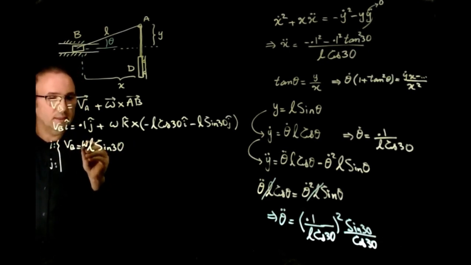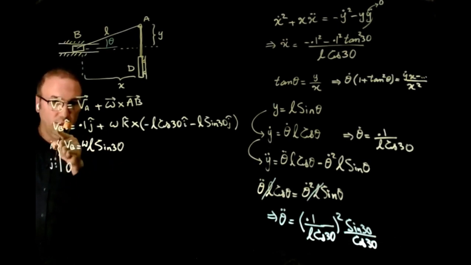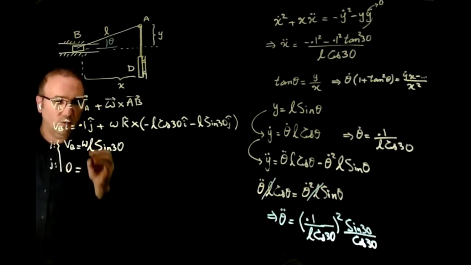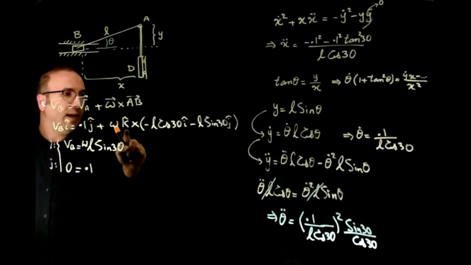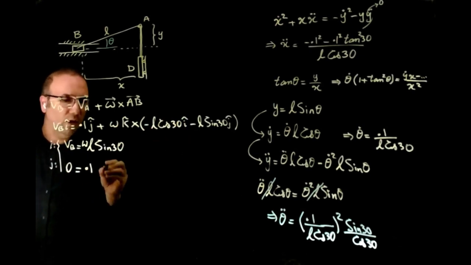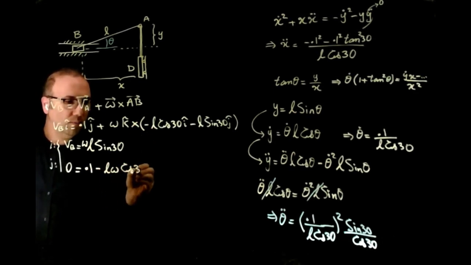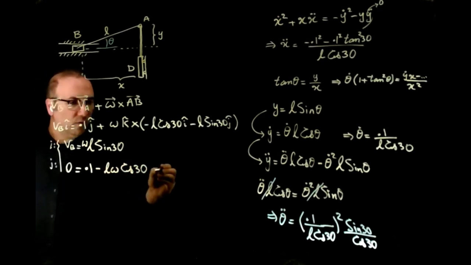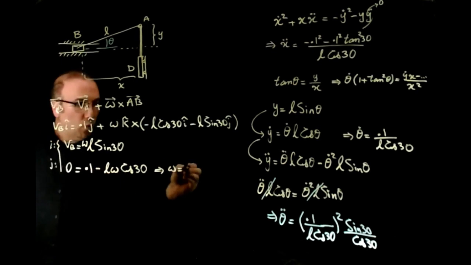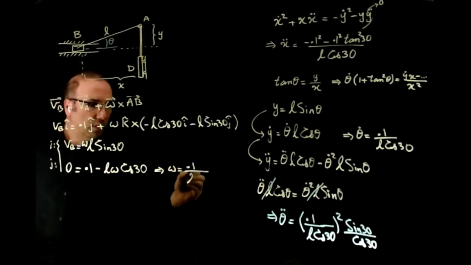So I get this equation for the J component. I get 0. On this side, I have 0J. On this side, I have 0.1. And K hat cross I hat becomes positive J hat. So I have negative here, negative L omega cosine 30. So from this, I get omega equals to 0.1 divided by L cosine 30.